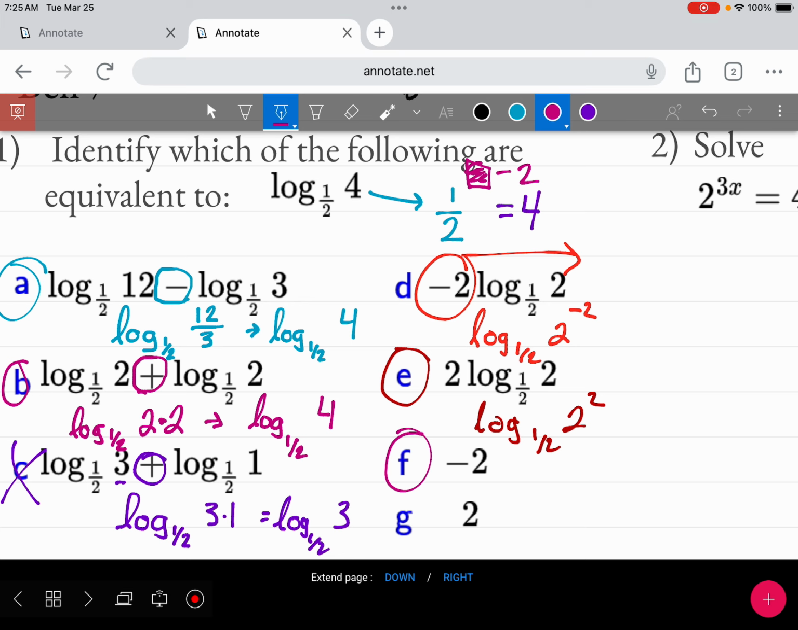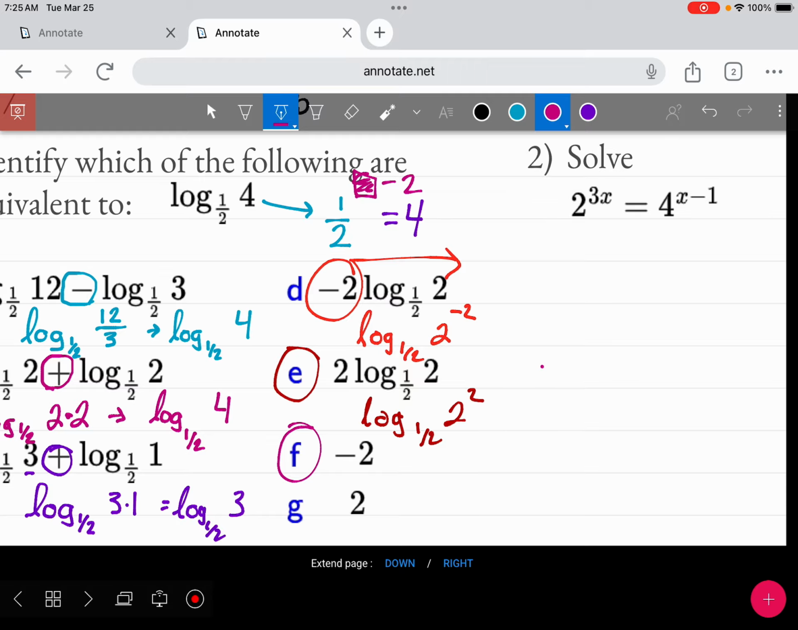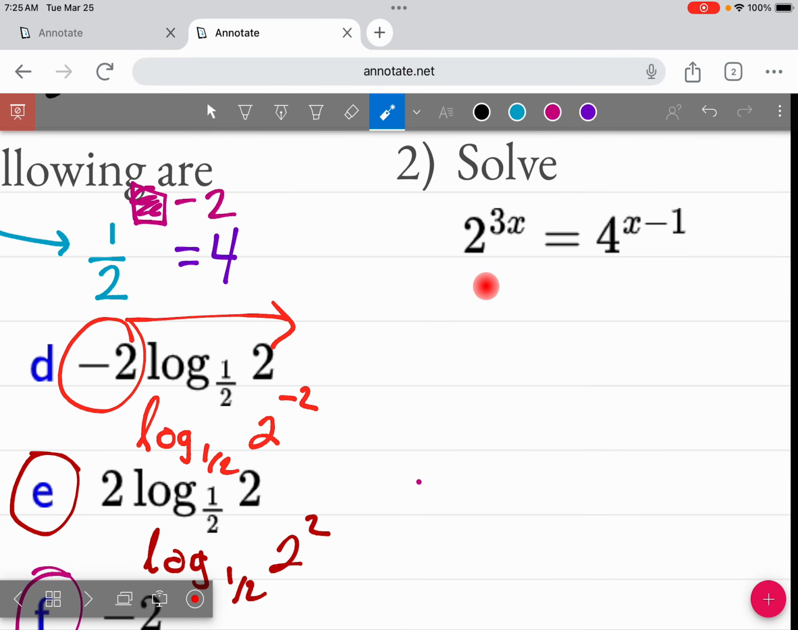Questions on that one? And then we've got one more on the bell up here. We're going to do this solving one on the right. Okay. How do we go about solving something like this? Finding a common base. What common base can we have there? How could I rewrite that?